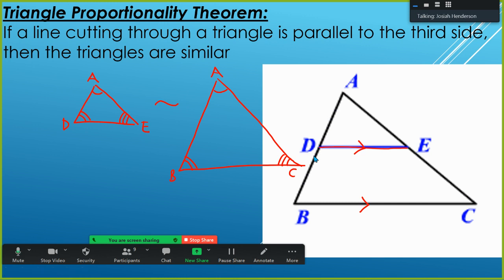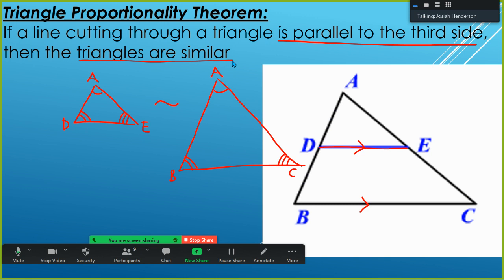For this to work, we have to have the line DE that's cutting through it be parallel to BC. So if they don't tell us that, then that doesn't mean that the two triangles are similar. So it's an if then. If this is met, if the line is parallel, the two lines are parallel to the third side, then the triangles themselves are similar. So we've got to look out for that information. And if we have that, then the triangles are similar.